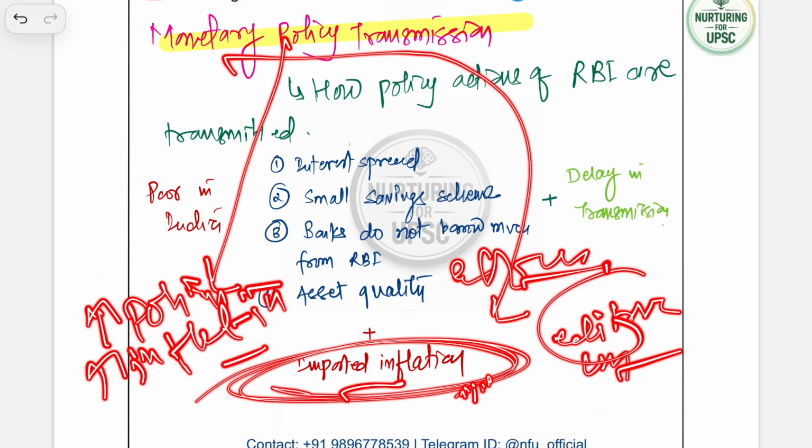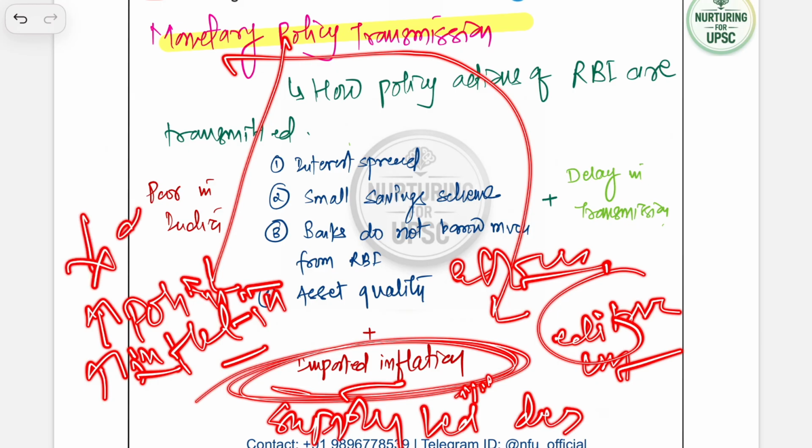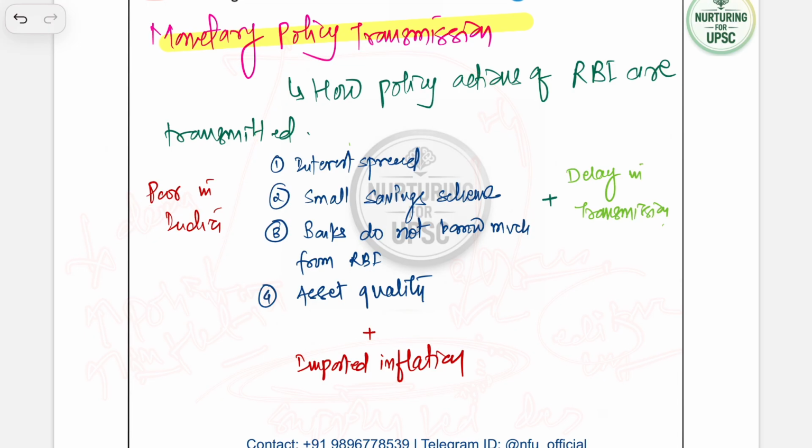Why? Because the inflation is supply led, not demand led. So even if you decrease the demand, the inflation wouldn't reduce. Why? Because the actual price of the good at its origin is higher, because it's imported.